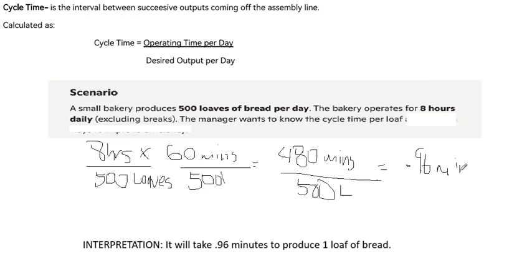Remember, we are looking for the cycle time, the time. So definitely we'll make use of the minutes here. So that's 0.96 minutes. And your interpretation will be, it will take 0.96 minutes to produce one loaf of bread. Okay? So that's how simple it is.